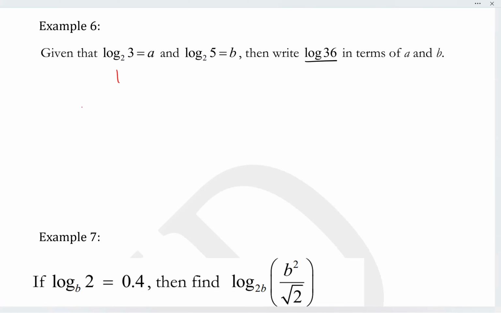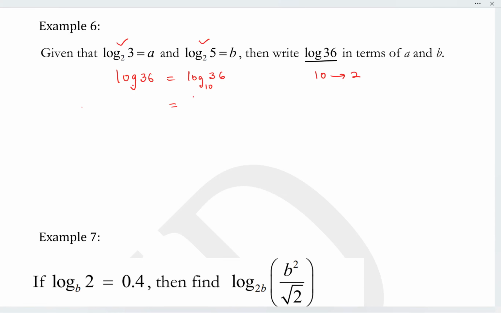So this is what we're saying. You're actually giving log to base what? Log to base 36, which I can write as log to base 10 of 36. But now, if you look at everything you are given, we're given everything in terms of log to base 2. So it means we have to go from base 10 to base 2.